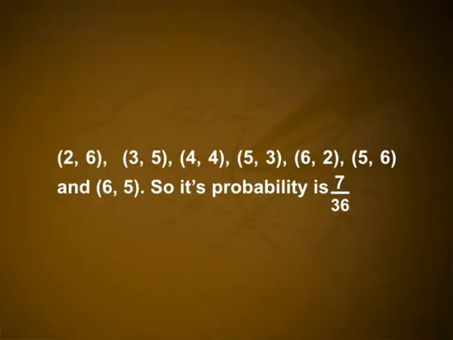Next, consider the random experiment of tossing 2 fair dice. There are 36 outcomes in the sample space. The event of getting the sum of numbers on the dice as 8 or 11 consists of 7 outcomes, which are the pairs (2,6), (3,5), (4,4), (5,3), (6,2), (5,6) and (6,5). So, its probability is 7/36.